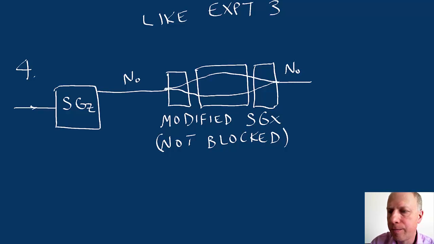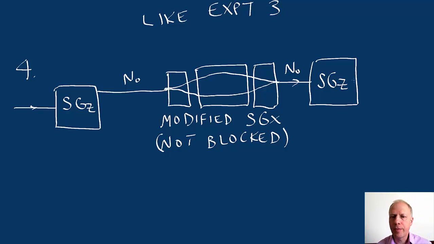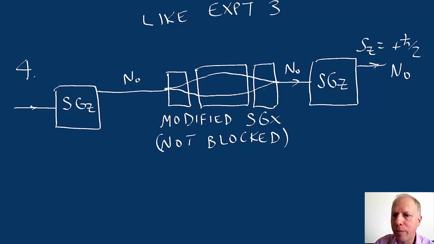N0 atoms will come out, and now I'm going to measure the Z component of spin, and what would happen is the same as what would happen if there was no modified SGX device there at all. The modified SGX device has sort of made a measurement, but then it put things back together again so that no outcome of the measurement can possibly be known. And you would get 100% Sz equals plus h bar over 2. All N0 of them would come out the upper output.